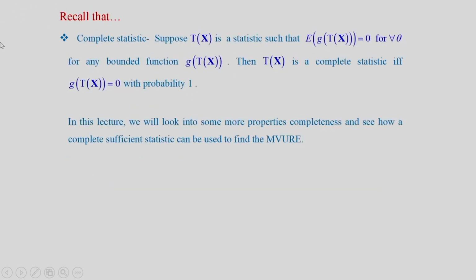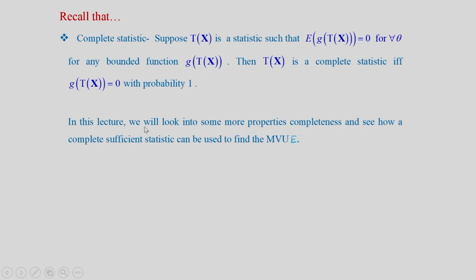We also discussed complete statistic. Suppose T(x) is a statistic such that E of g(T(x)) is equal to 0 for all theta and for any bounded function g(T(x)). Then T(x) is complete if and only if g(T(x)) is equal to 0 with probability 1. That means, if the expectation is equal to 0, then g(T(x)) must be equal to 0 with probability 1. So, that way we define complete statistic.